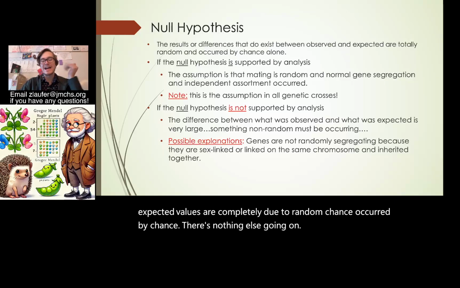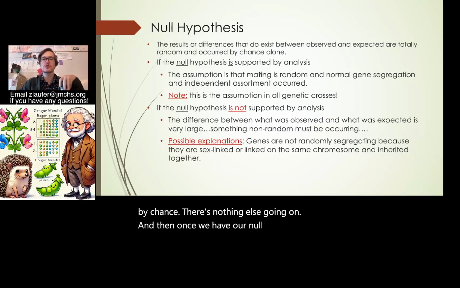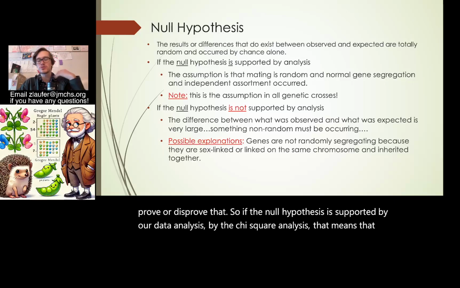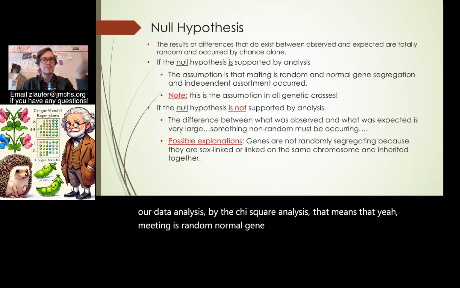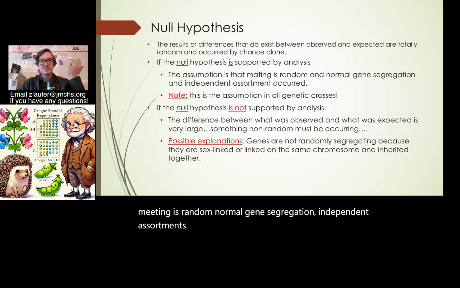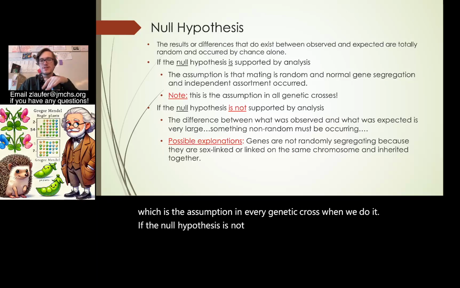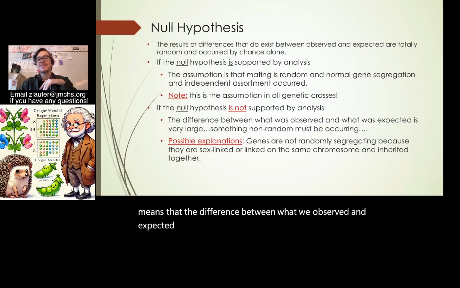And then once we have our null hypothesis, we seek to either prove or disprove that. So if the null hypothesis is supported by our data analysis, by the chi-square analysis, that means that, yeah, mating is random, normal gene segregation, independent assortments happening. Basically, it follows Mendelian inheritance, which is the assumption in every genetic cross when we do it. If the null hypothesis is not supported, so if we disprove it, that means that the difference between what we observed and expected is big, and that something non-random is probably happening.